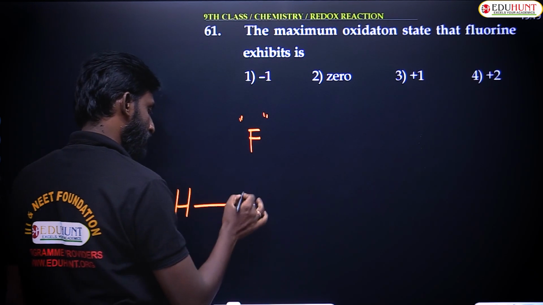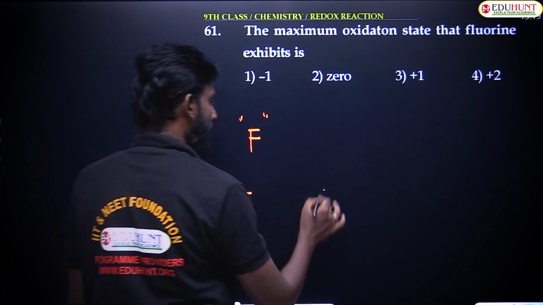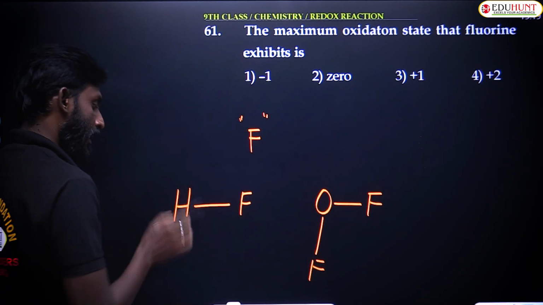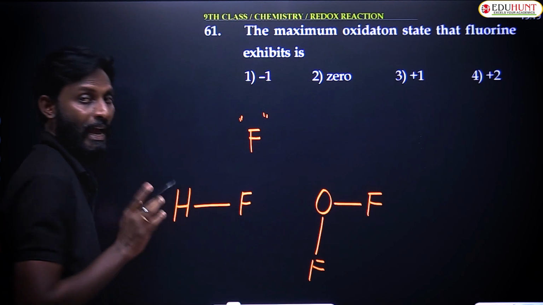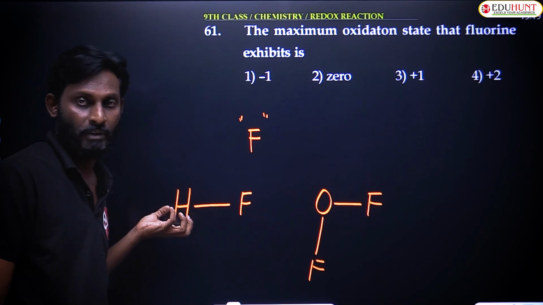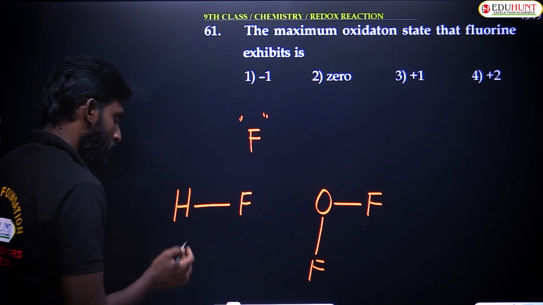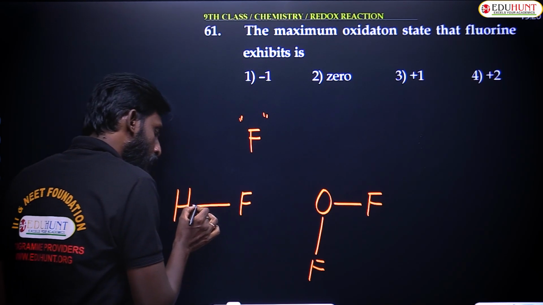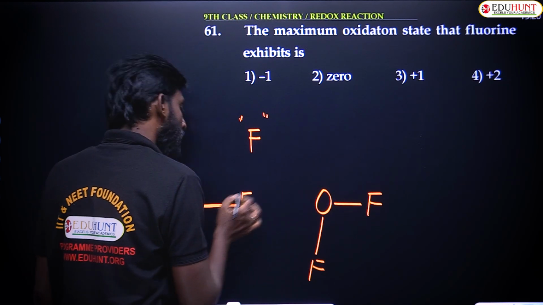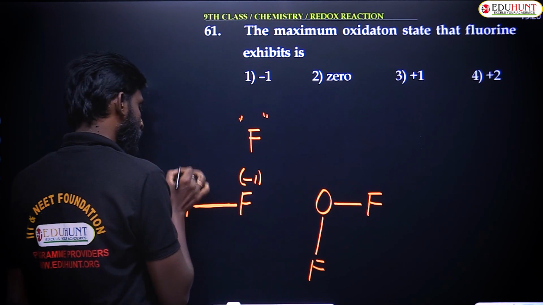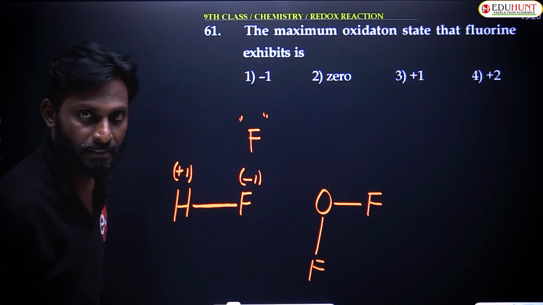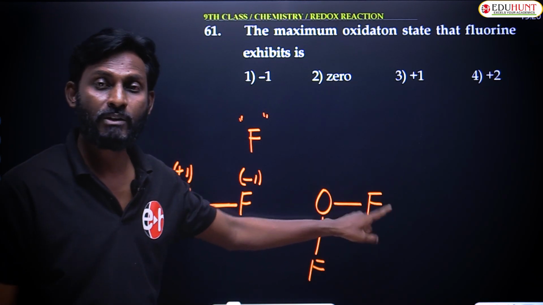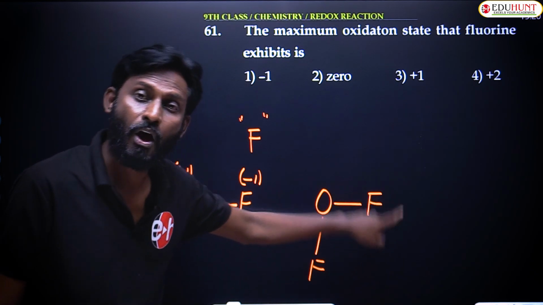If you take a compound like HF, or any bond like OF or HF, here fluorine is bonded with hydrogen, which is obviously less electronegative. So when fluorine is bonded to hydrogen, the bond electrons almost go to fluorine. Fluorine will be in the -1 state, hydrogen in the +1 state. You can guess that. But do remember, fluorine is the most electronegative element, more electronegative than oxygen also.